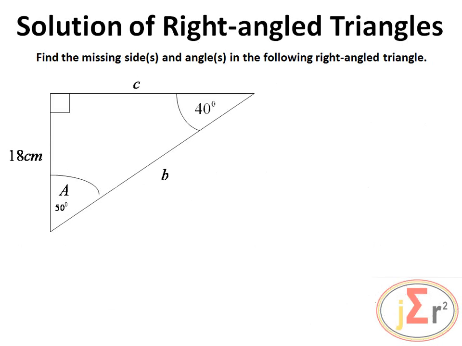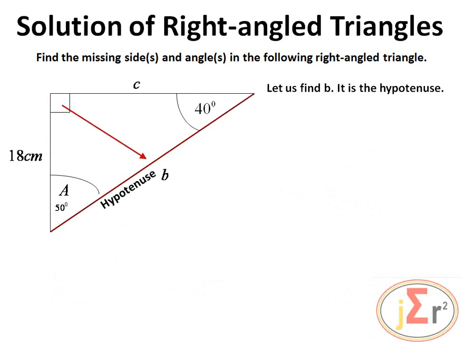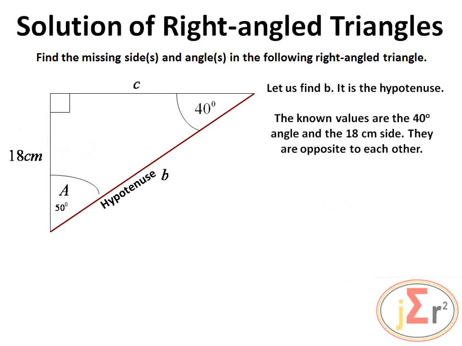We are continuing. Let us find B. It is the hypotenuse. How do we know? It is the longest side and it is opposite to the right angle. The known values are the 40 degrees, which is an angle, and the 18 centimeter side. Now they are opposite to each other. There you are. So the known side is opposite to the known angle.